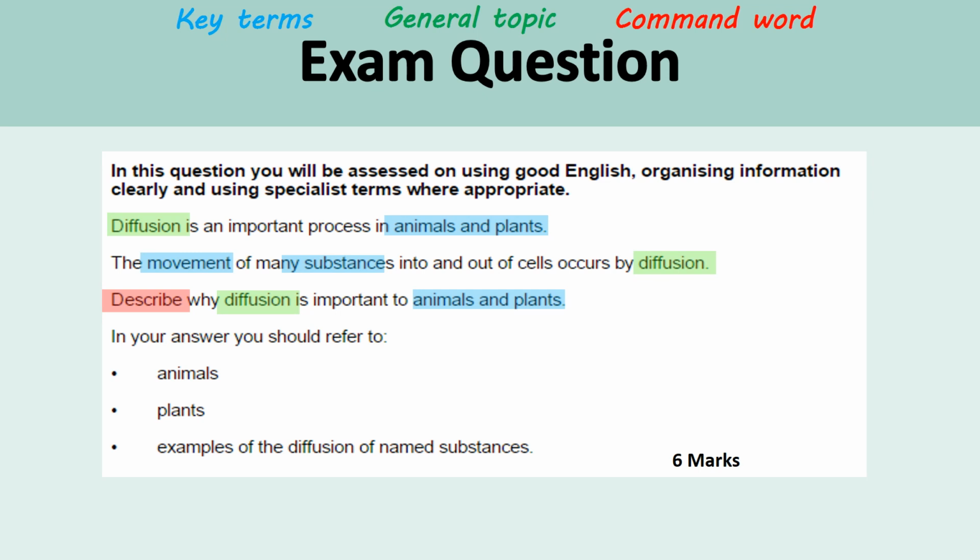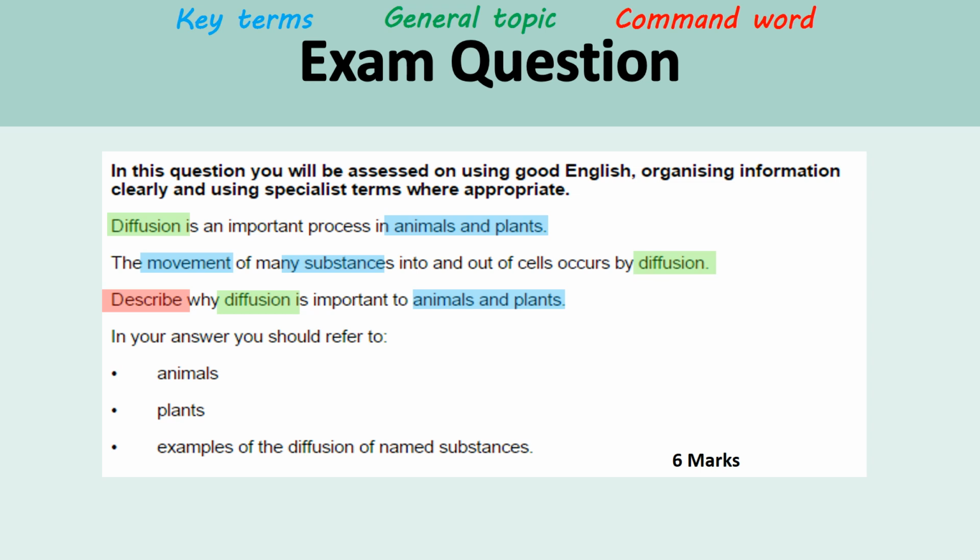Before we start, I've got an exam question that I would like you to have a go at. As you can see, key terms are highlighted in blue. The general kind of topic is in green, and the command word for the question is in red. So the command word for this one is describe.